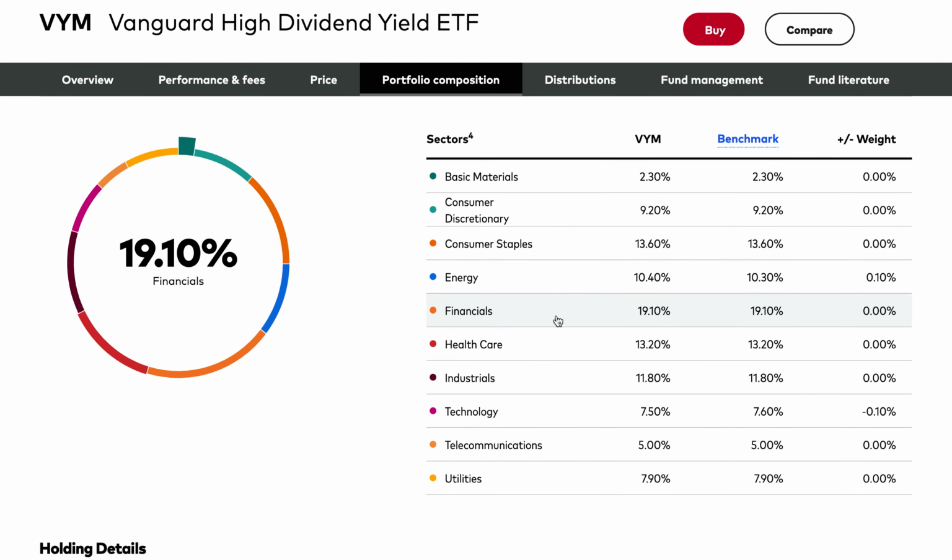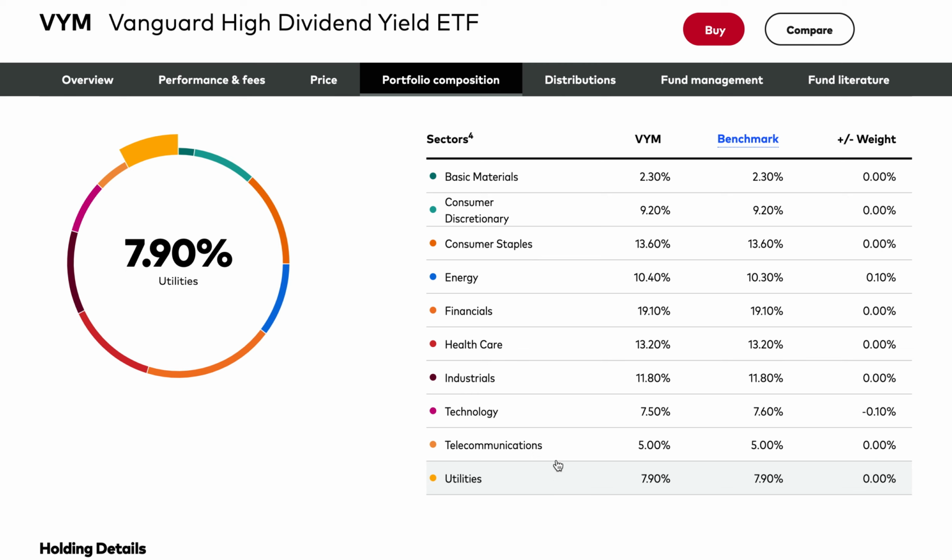Now we're going to be looking at what makes this up. So basic materials at 2%, consumer discretionary at 9%, consumer staples at 13%, energy at 10%, financials at almost 20%. So it's a lot higher, almost double than the other two ETFs that we looked at. Healthcare at 13%, industrials at 11%, technology 7%. So it's a lot lower compared to the other two ETFs we saw. It's at 7% compared to 22% or 25% in the other ones.